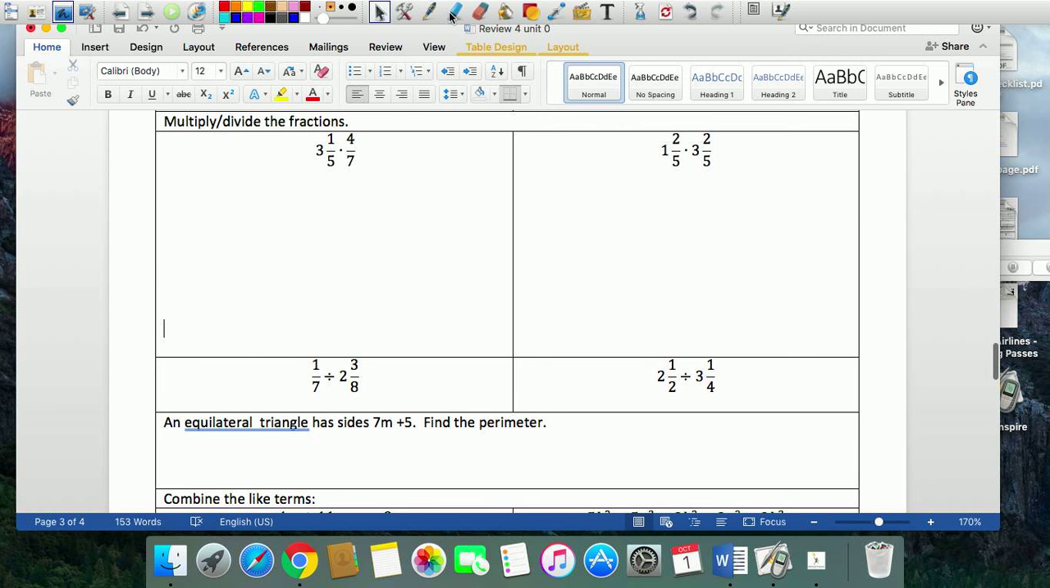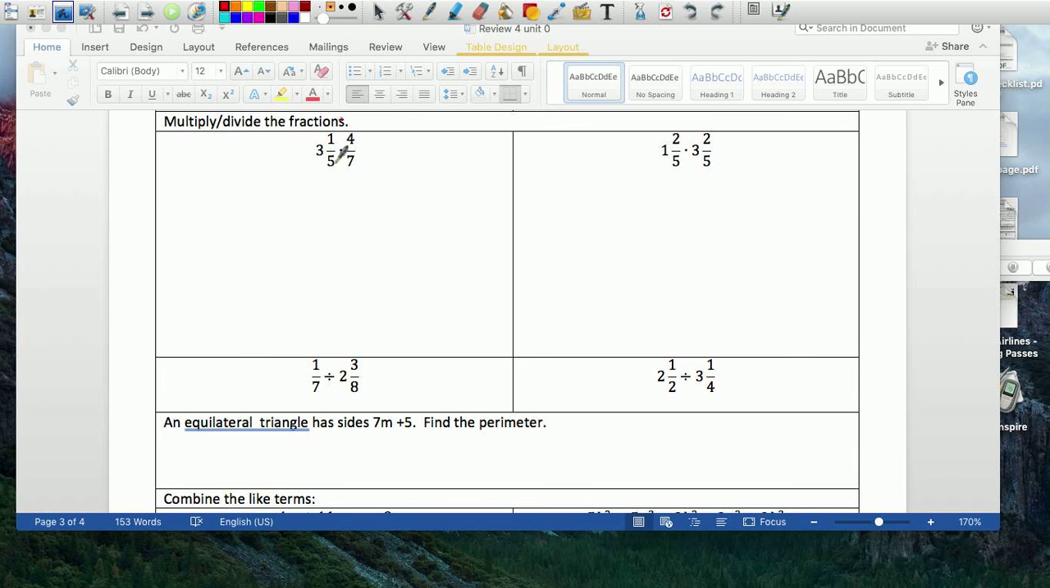It's a multiplication problem. So we don't have to find the LCM or common denominator, but we do have to change this to an improper fraction. So times and plus 5 times 3 is 15, plus 1 is 16 over 5, times 4 over 7. I can't simplify anything, so I'm just going to multiply it. This is going to be 35. 4 times 16 is 64. Can we leave it like that? Yeah, but if we want to change it to a mixed number, we can also do that.